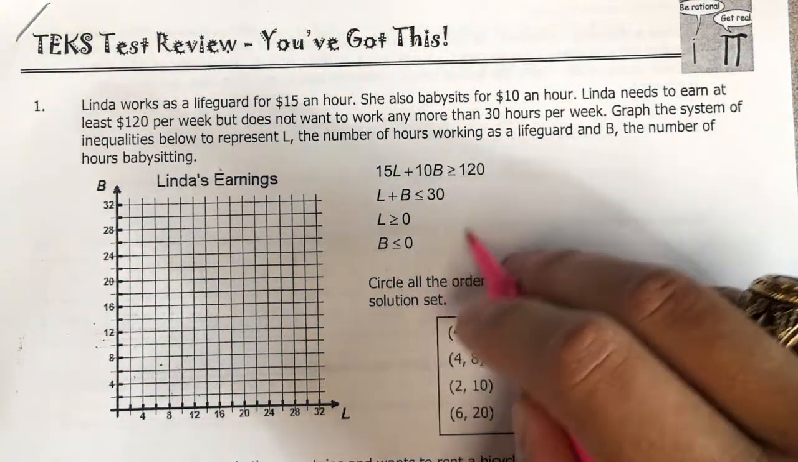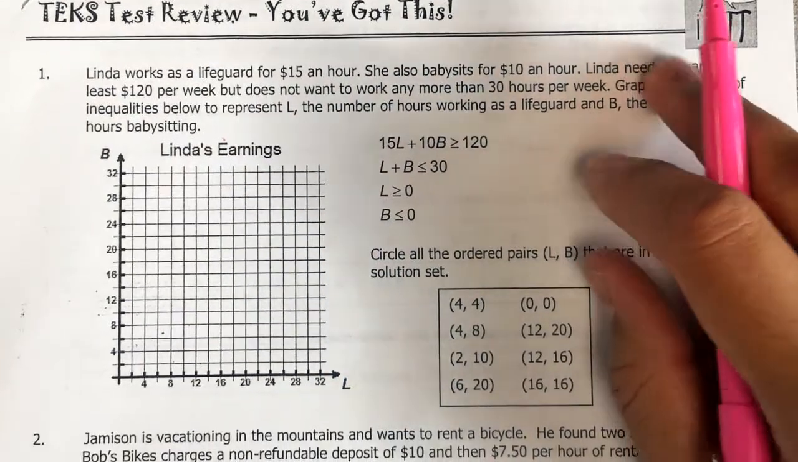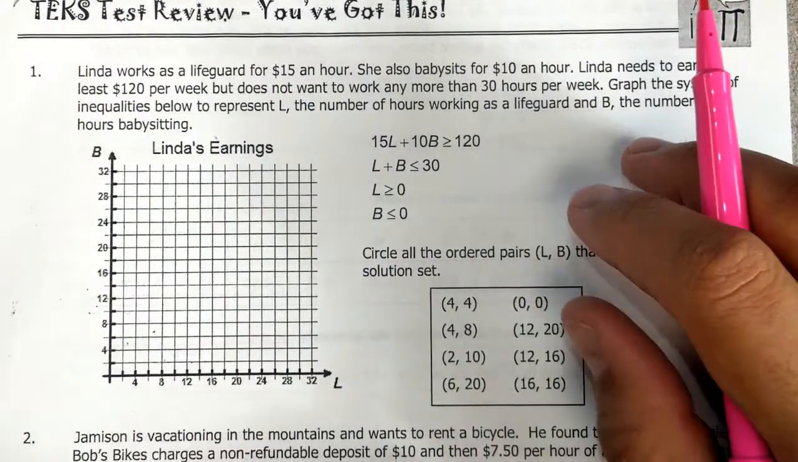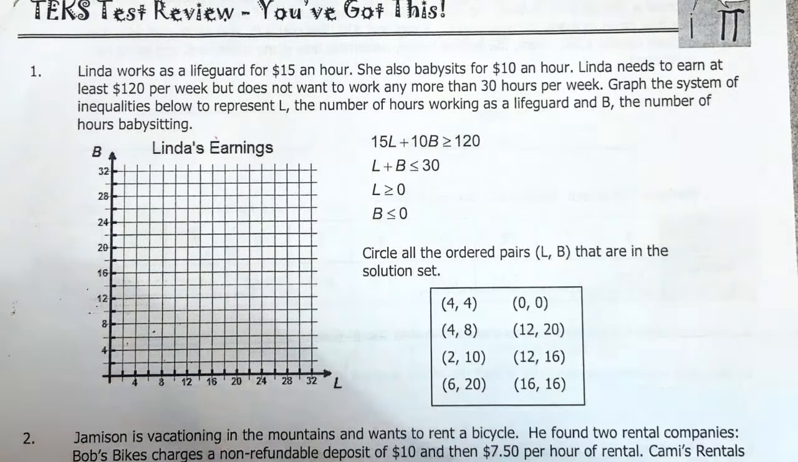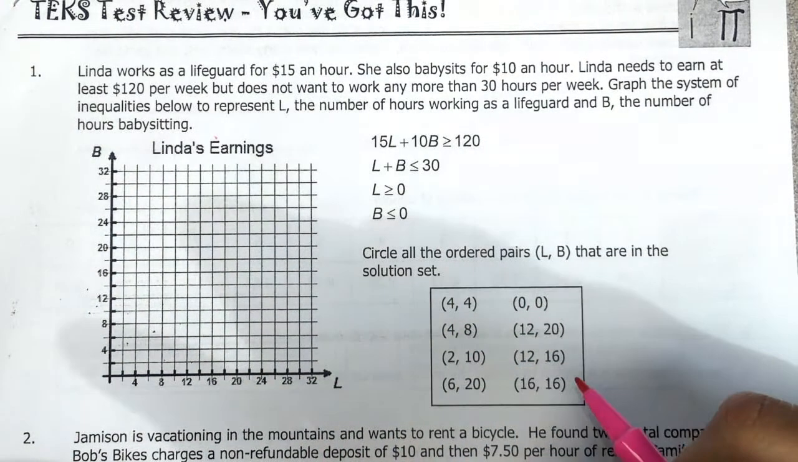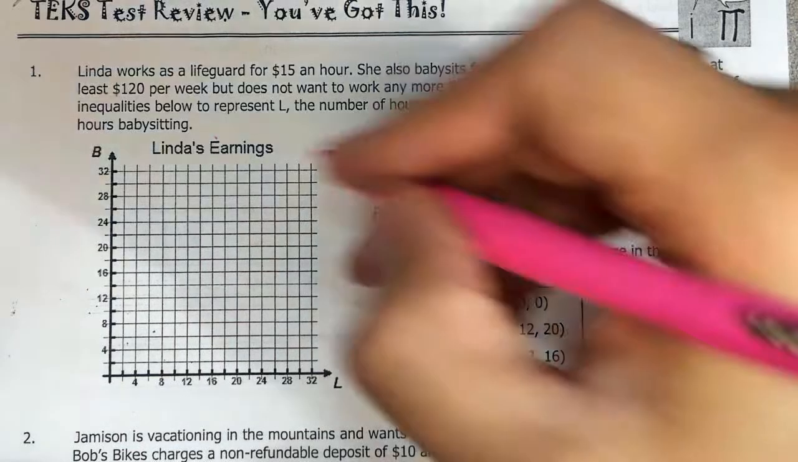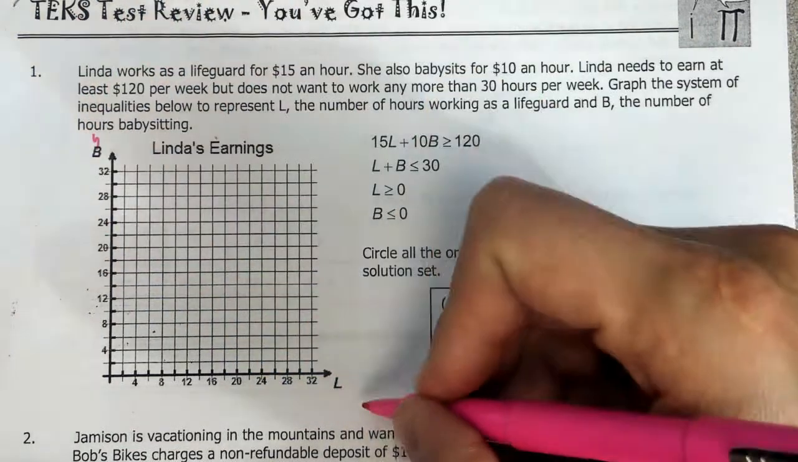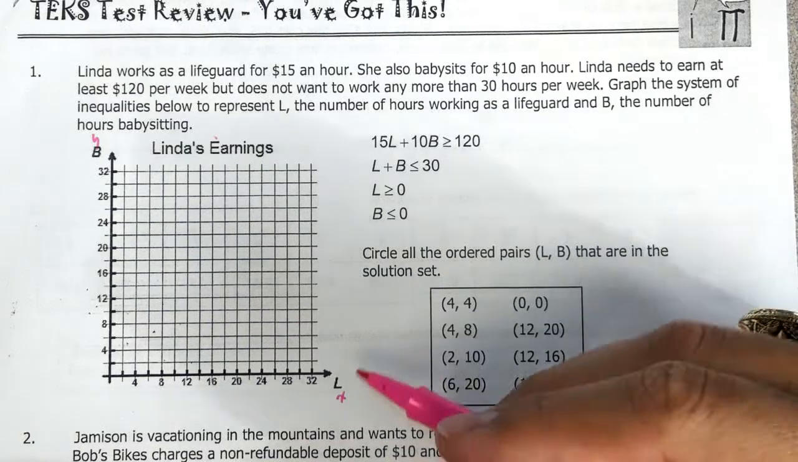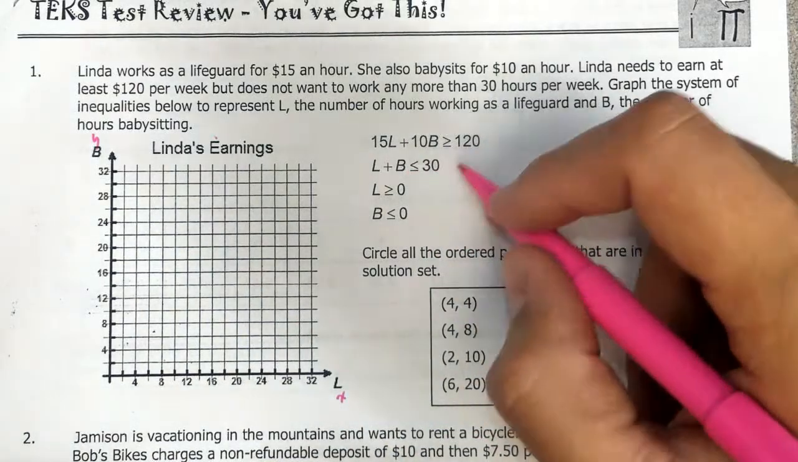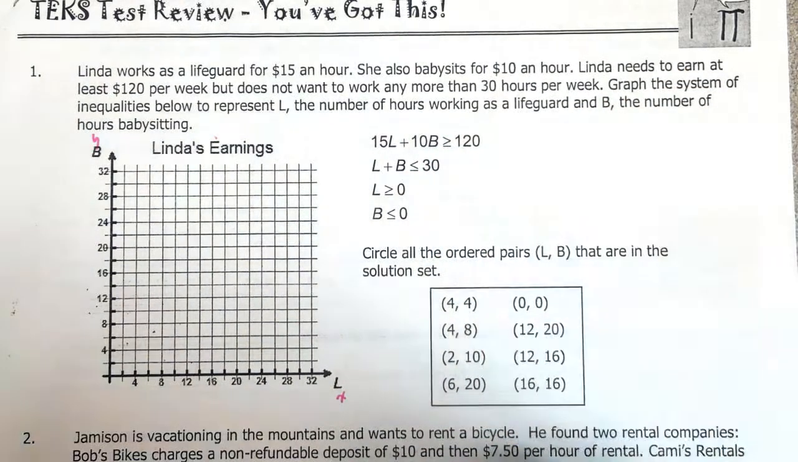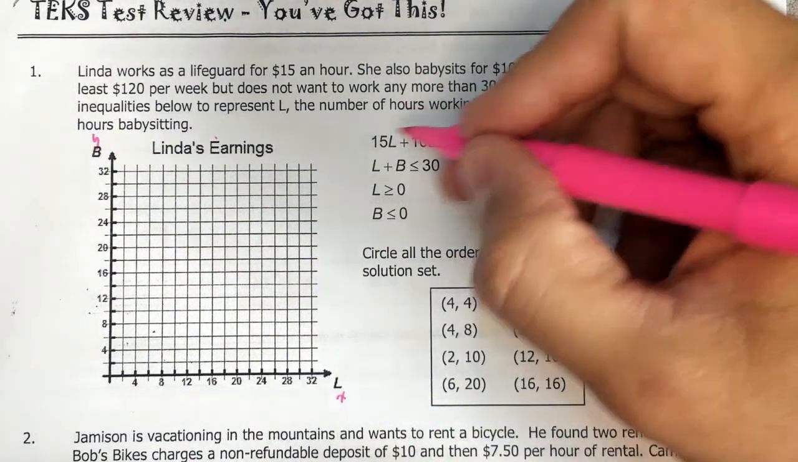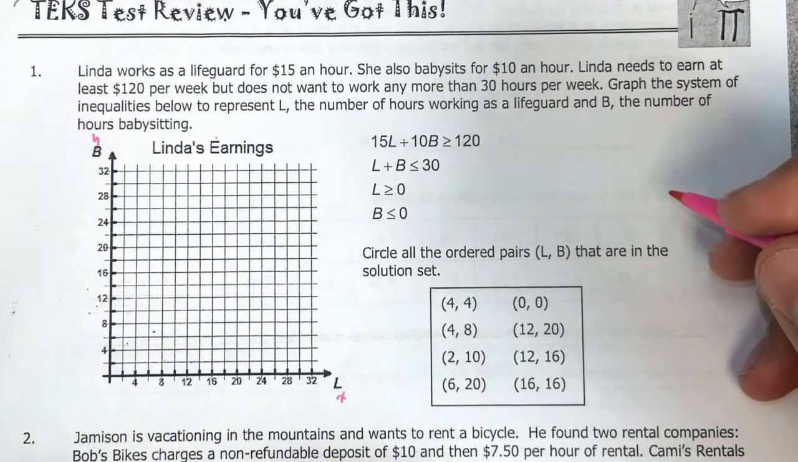It goes ahead and gives us our system of inequalities here. So all we really need to do is graph these and see which points fit on there. To make things a little bit simpler for us, we can call them B and L. So let's go ahead and solve each of these for B, that way we can graph them in slope-intercept form.